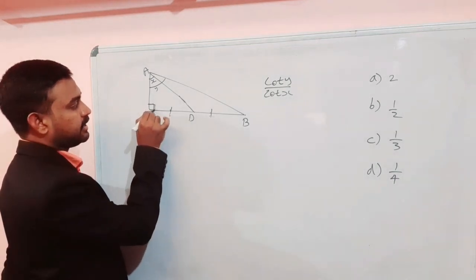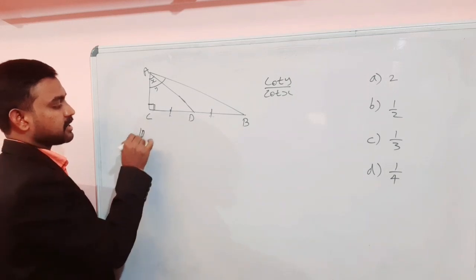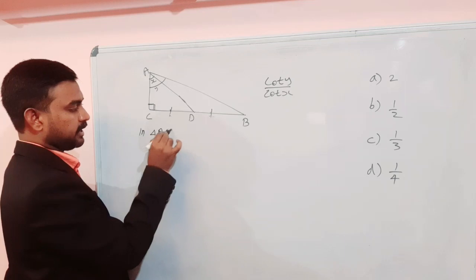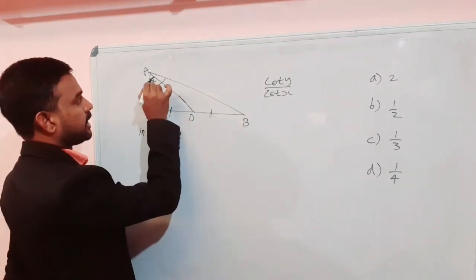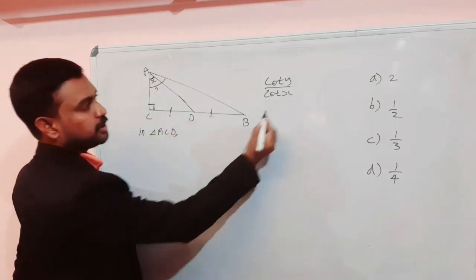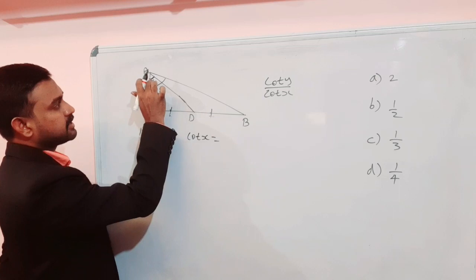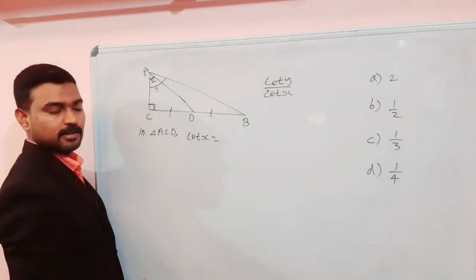And this is 90 degrees, so it will be a right angle triangle. So we can consider right angle triangle ACD. In right triangle ACD, this is x, this is the angle in ADC. So we need to find cot x. So cot x is equal to, this angle x is in the smallest triangle ACD. Don't forget that.